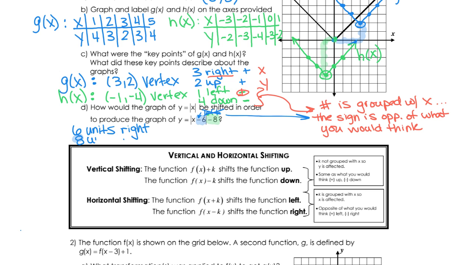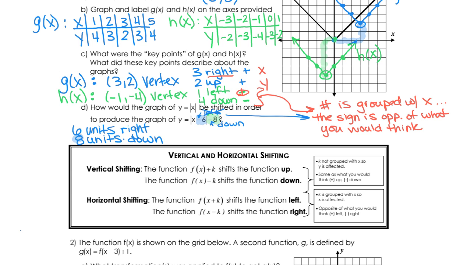8 units. And this does the same as what you'd think. So that -8 right there makes me think 8 units down. This one is going to be 8 units down. Okay? It's only the one grouped with x that's the opposite of what you would think. Okay? Cool thing is you have a graphing calculator and you could put that in y equals and you could test to see if it moves 6 units to the right and 8 units down. All right? Okay. All right.